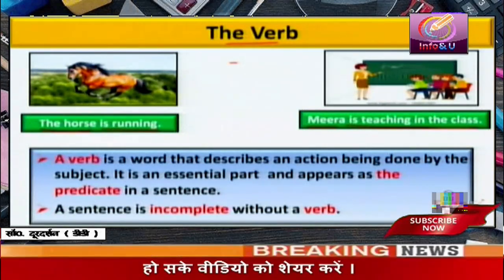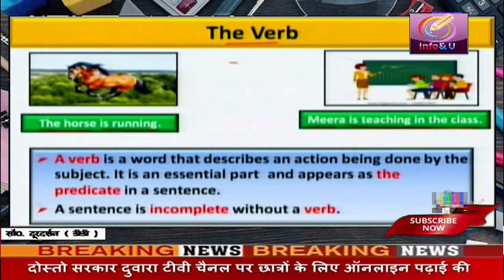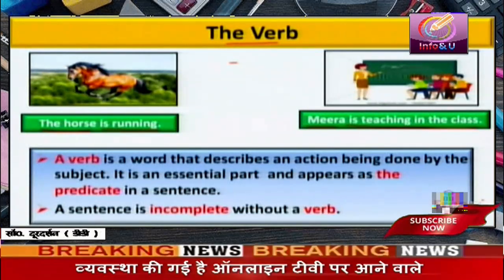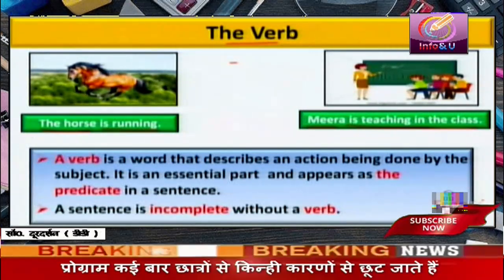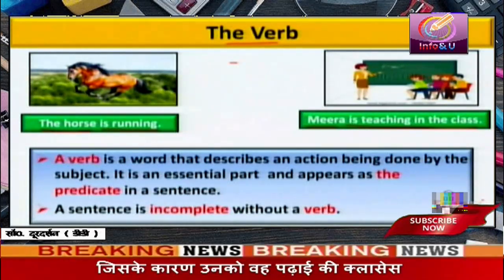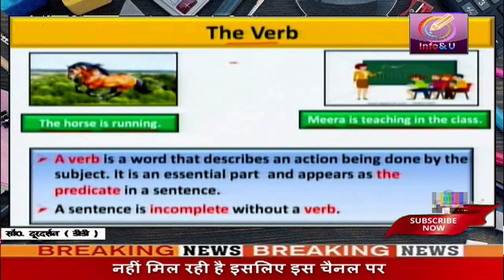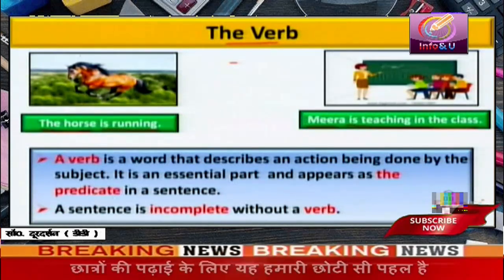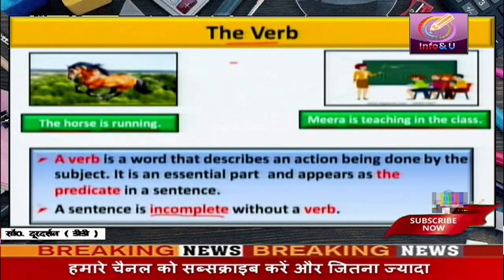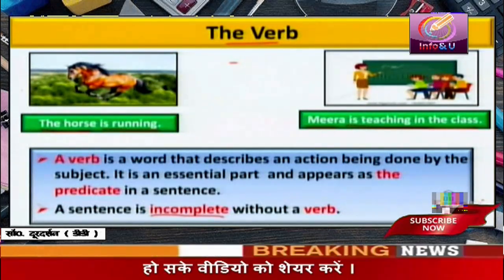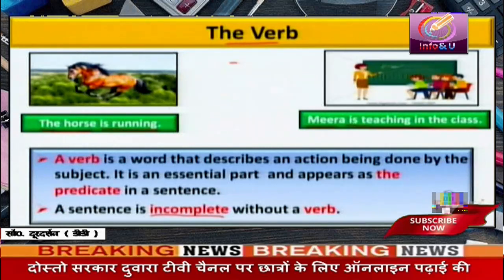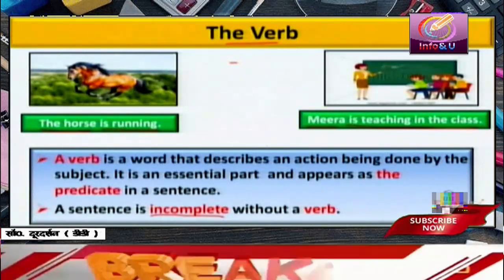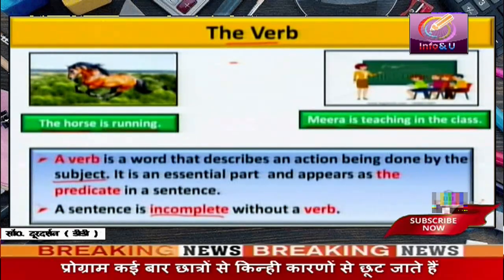So, how will you define a verb? See the definition. A verb is a word that describes an action being done by the subject. It is an essential part and appears as the predicate in a sentence. A sentence is incomplete without a verb. You should also know what is subject and what is predicate.